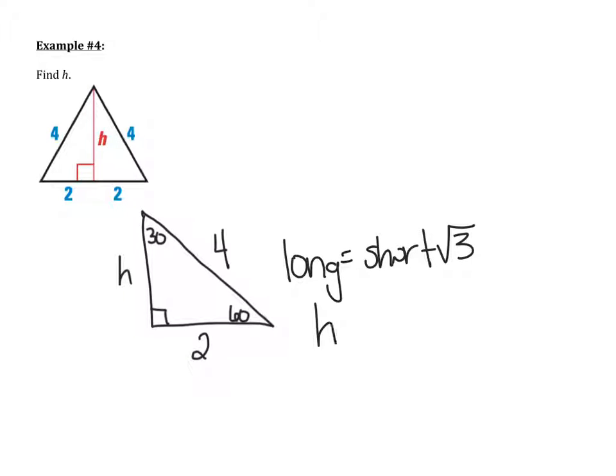So again, the longer leg that I'm looking for, which we're calling h, is the shorter leg, which we know is 2, times the square root of 3. So therefore, since the longer leg is 2 square root of 3, that means the height of this isosceles or equilateral triangle is 2 square root of 3. So again, I just used my theorem about 30, 60, 90s in order to solve that.